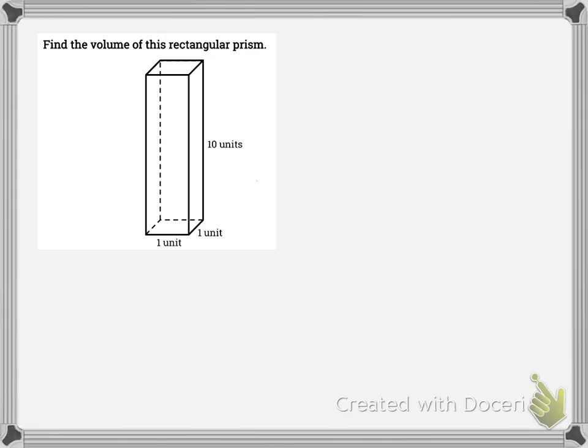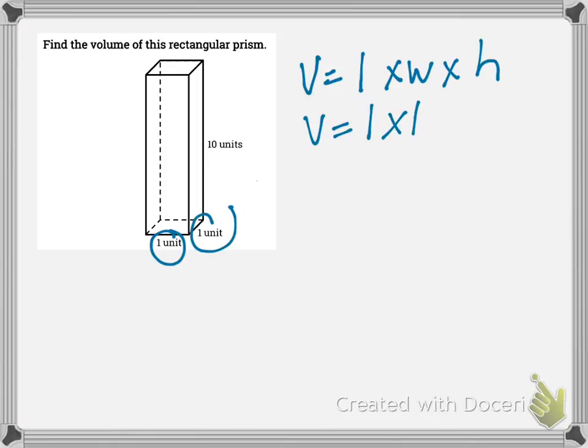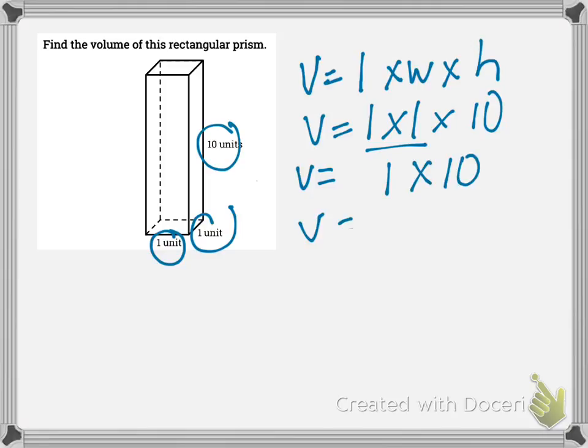Okay, hopefully you've solved it. I'm hoping that you wrote down the formula first. Volume equals length times width times height. Volume equals the length is 1, the width is 1, and the height is 10. This is a kind of easy one. So volume equals 1 times 1 is 1 times 10. Volume equals 10 unit cubes. All right? If you did not get this right, take a look at this and see where you went wrong so that the next one you're more successful.